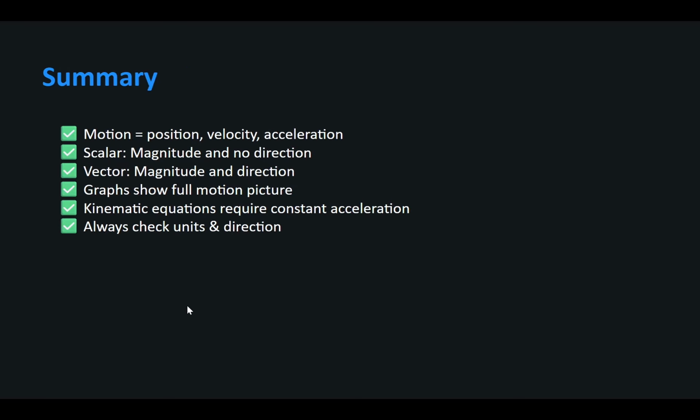So a quick summary is that motion is just position, velocity, and acceleration of an object. Scalar is magnitude with no direction. Vector is magnitude and direction. The graphs show full motion pictures, so you should be able to get everything that you need from the graphs. And kinematic equations require constant acceleration. I don't know how much more I need to stress this, but you need constant acceleration. And you should always check your units and directions when you are putting your variables into the equation, because you could be solving the whole time in meters and it's asking you in centimeters and your answer is a whole decimal place off. So that is something to very much be careful of.